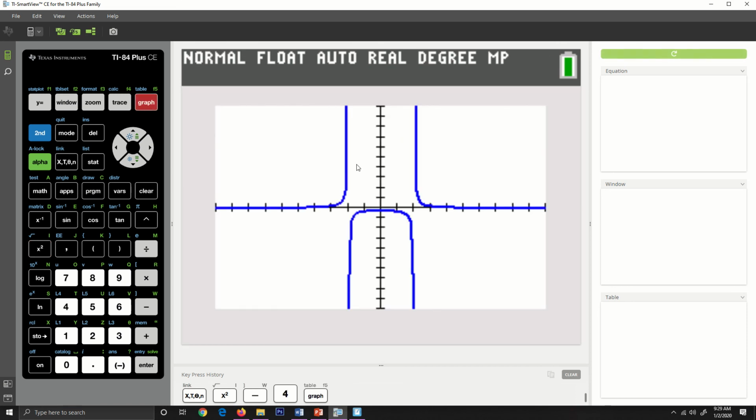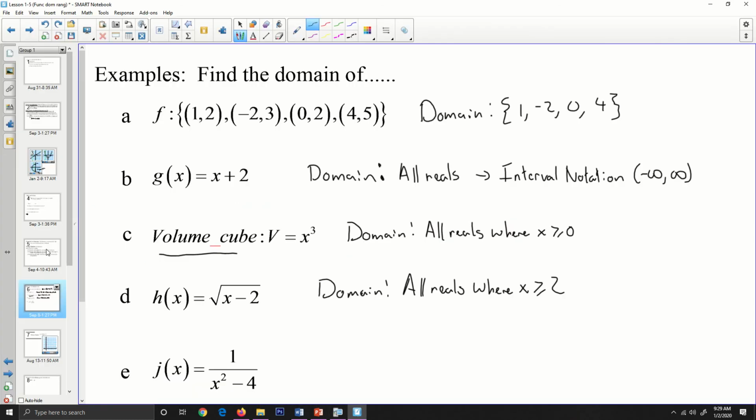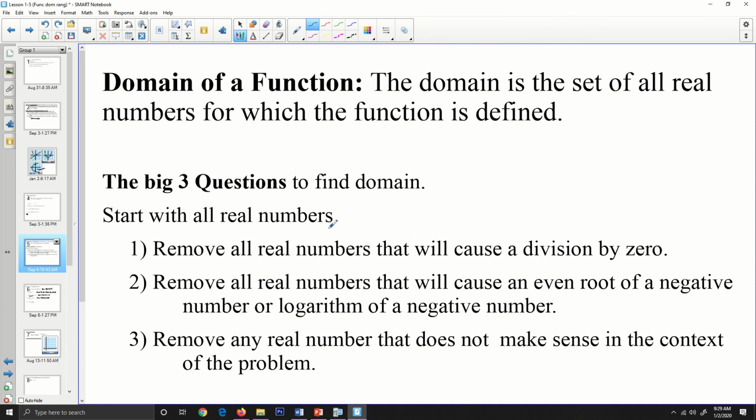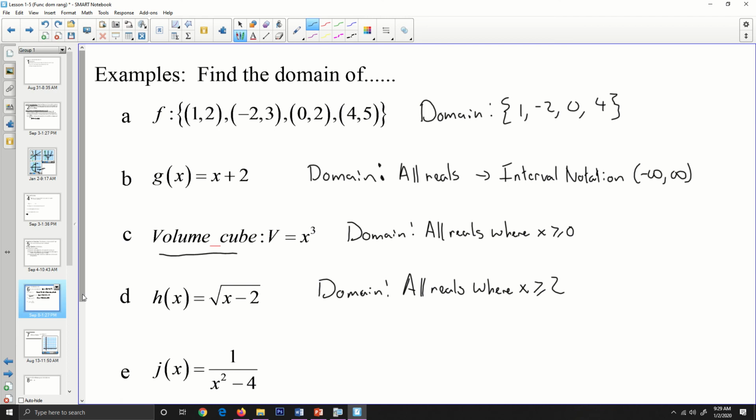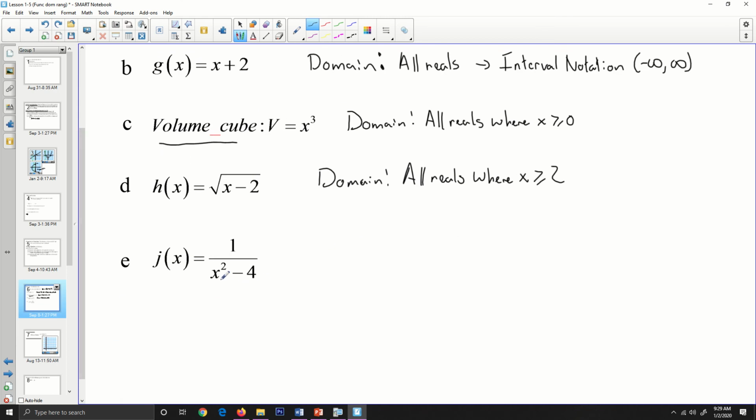And I get these weird shapes here at -2 and +2. And these things we're going to talk about later. They're called vertical asymptotes. They're imaginary boundary lines where the graph has a discontinuity, a place where it's undefined. And so again, we're going to follow the rules. We'll start with all real numbers, and we're going to remove values that will cause the division by 0. Well, we've got variables in the denominator here, so we have a potential to have divisions by 0.